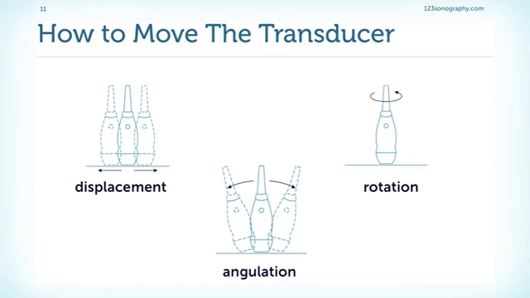So in summary, you have several ways of manipulating the transducer. You can displace it, you can angulate it, or you can rotate it. By looking at the screen, you see what happens when you do these manipulations, and thereby you can correct your image.